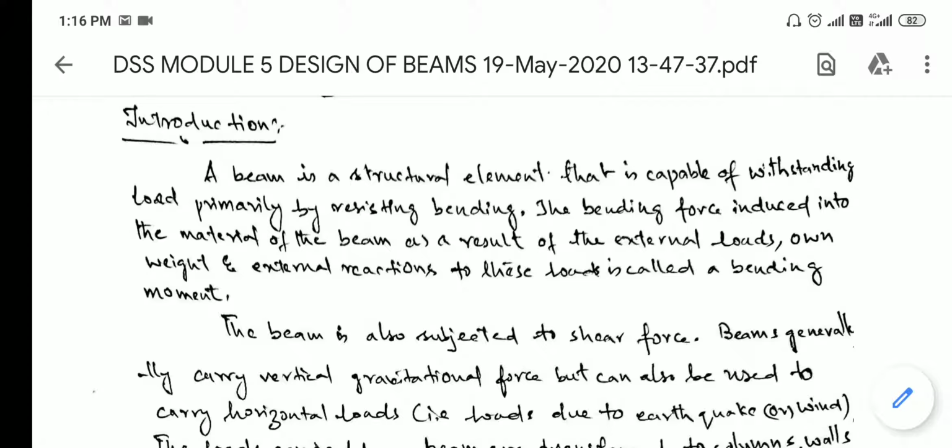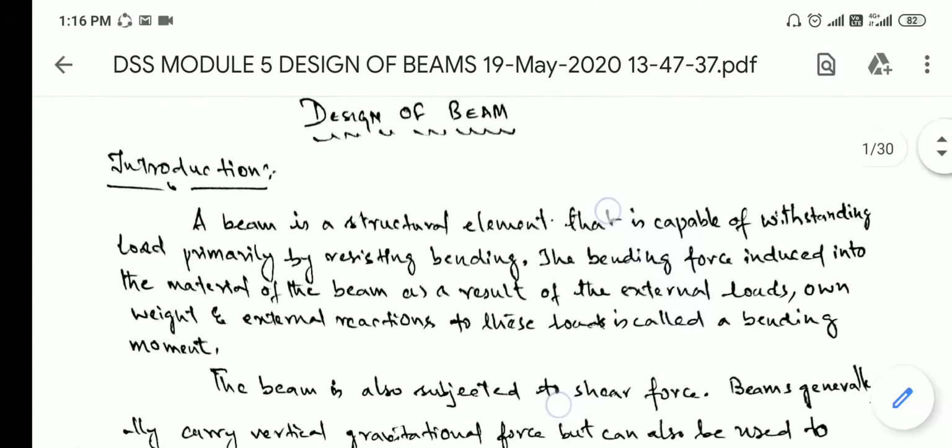So in this video I will try to explain what a beam is and what the different types of beams are. This much is the first video. Okay, so now I will start with the introduction, design of beam.